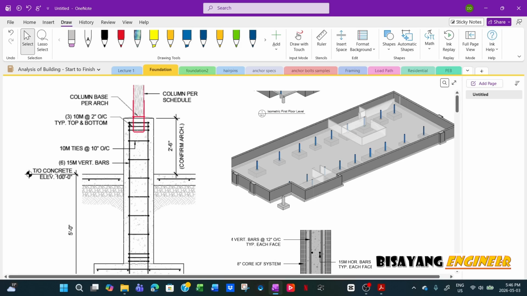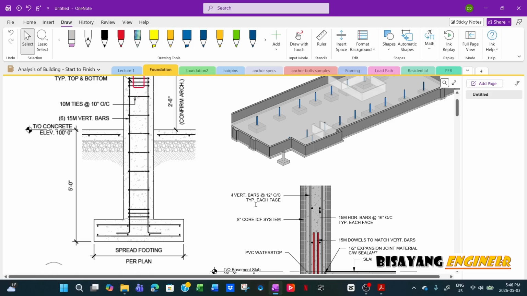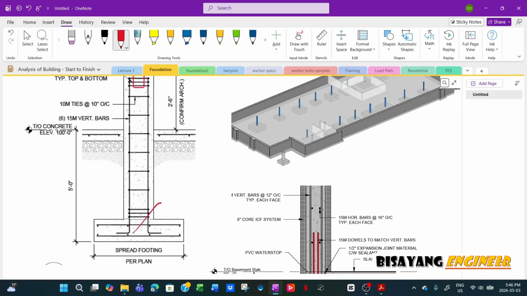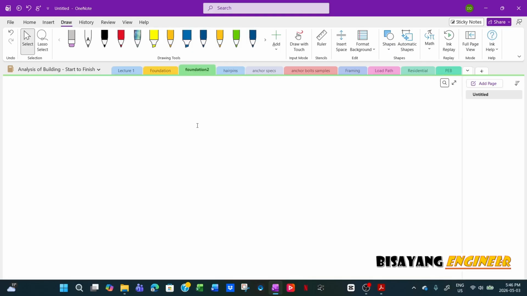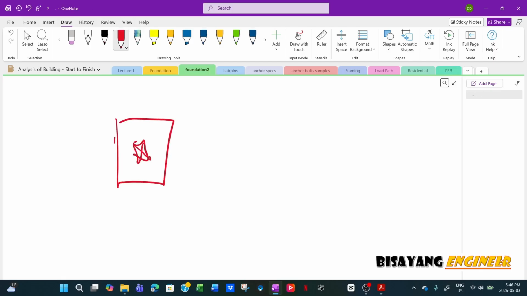Now, the most common for building is, of course, this shallow foundation, which is spread footing or isolated footing. So basically, when you design this one, if you have the load, so this is your pilaster or pedestal, or column. This is your footing. You have to design the area based on bearing capacity, right?